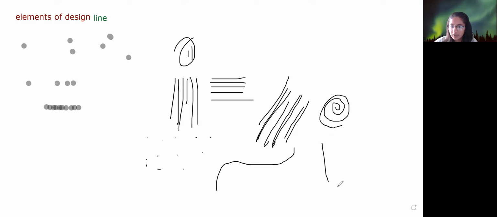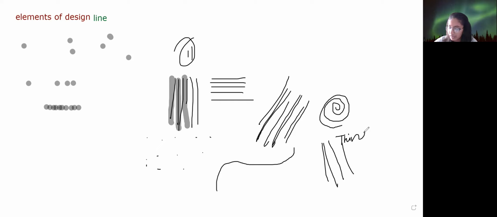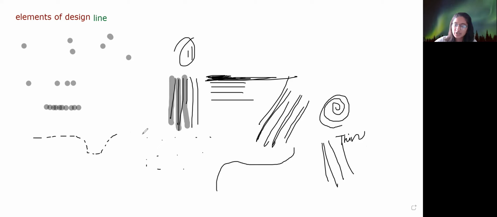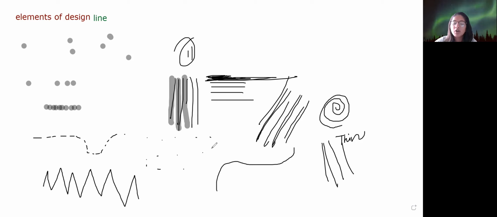Then we have thin line, different than this. Consider this as a thick line like this. Consider this thick line and this as thin line. Then we have thick lines. Then we have thin to thick lines, lines that start thick from here and end up thin at the end, thick to thin lines. Then we have dashed lines. Then we also have the last one, that is a zigzag line. So here we are with the 11 types of lines that are there. And I hope you understand the types of lines.